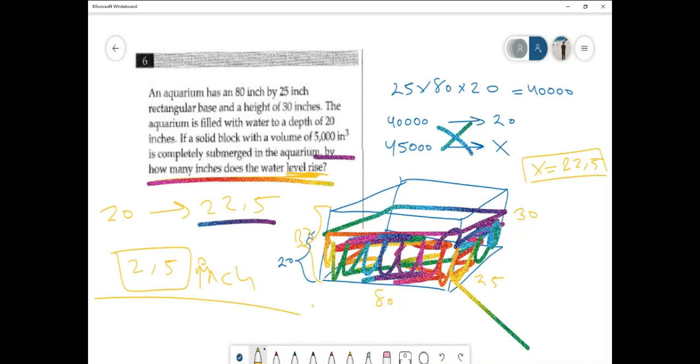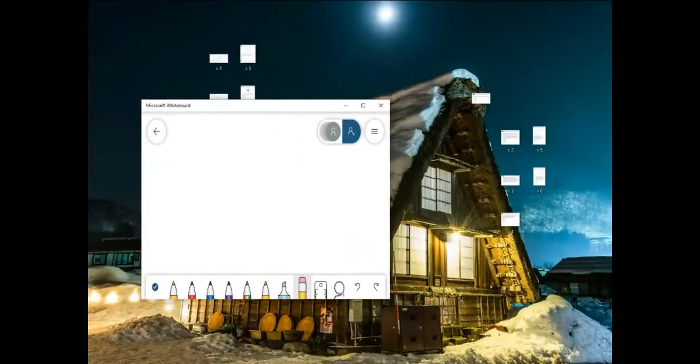So we are not looking at the aquarium. We are looking at water. The level of water is being increased. So my concern is just water, not the aquarium. Okay, sir. Thank you.